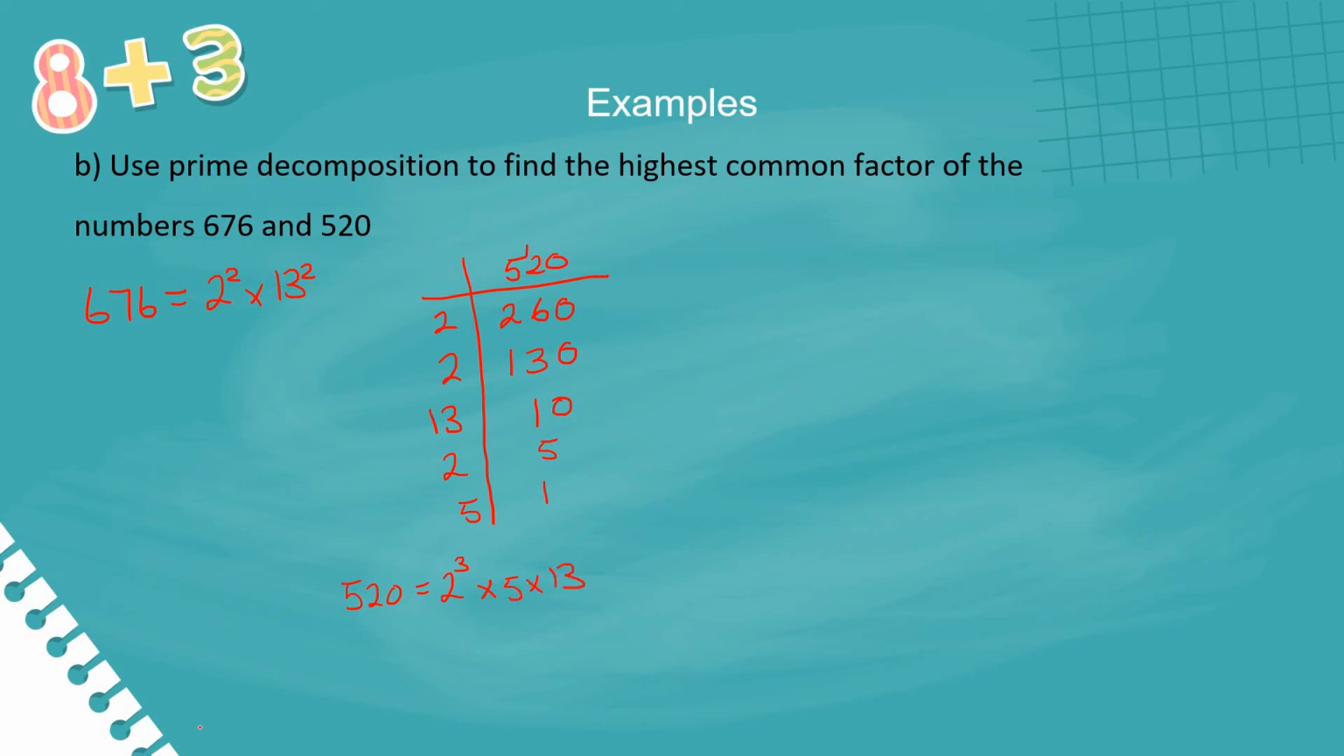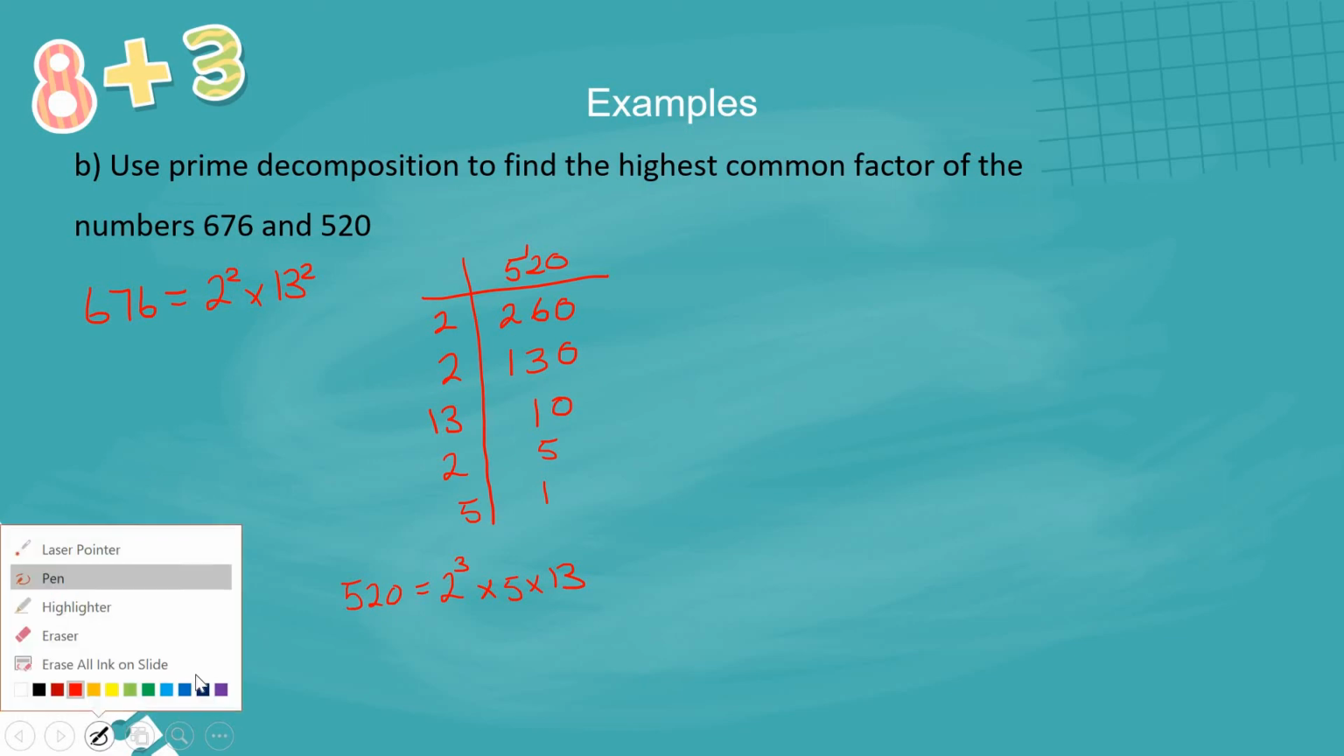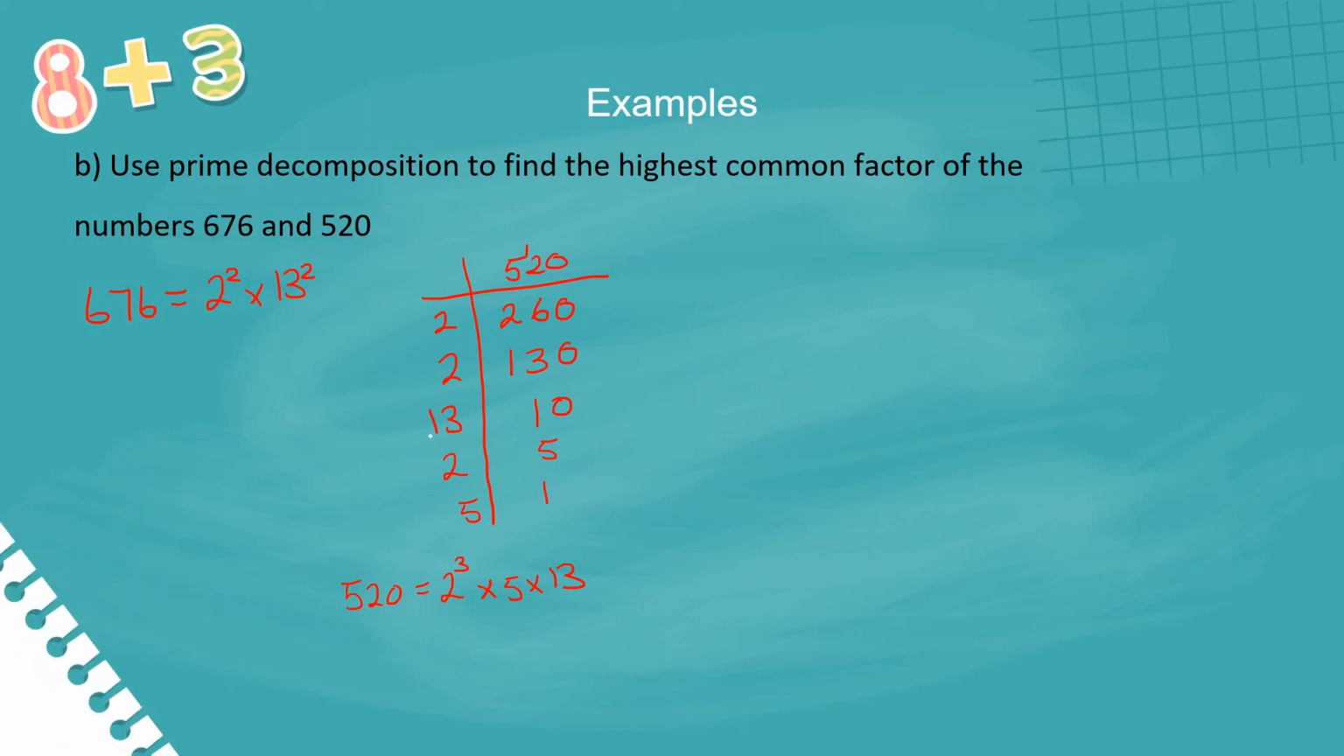Something to be aware of is that it doesn't matter which order you're choosing to divide. I chose to divide by 13 here. If I'd done 2 before, I still would have ended up with the same list of prime numbers. As long as you're always dividing by a prime, you will end up with the same answer.